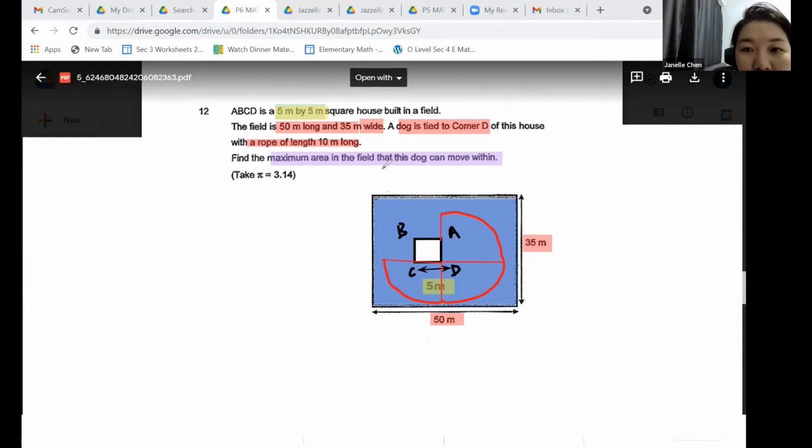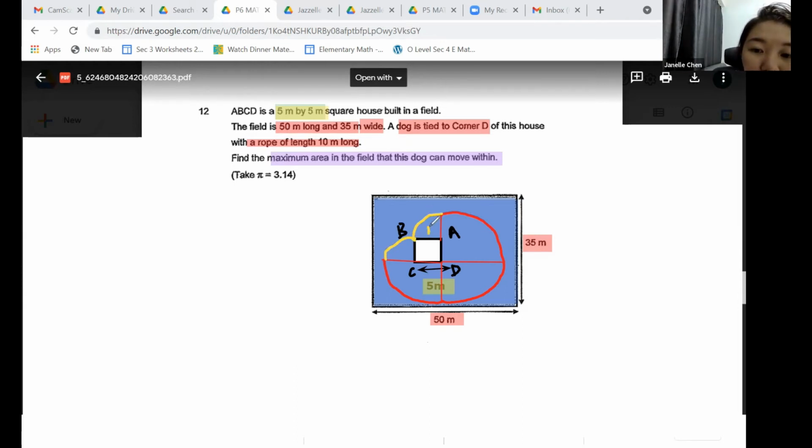The next thing they tell us is that because there's a dog house here, what about this part here that's in yellow? I think a lot of students will think, oh, I was supposed to just find one full circle. But it's actually not the case because the dog is restricted by the square house built in the field. So it can only run around it. It can only go from here to here and here to here. So basically it's 2 quadrants.